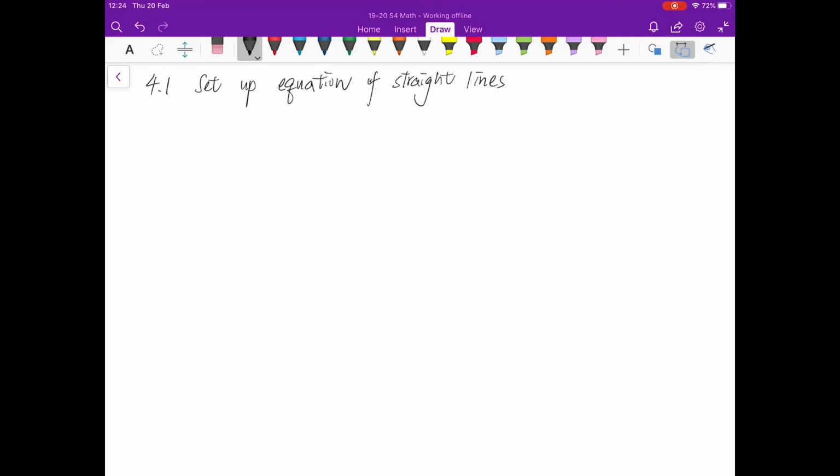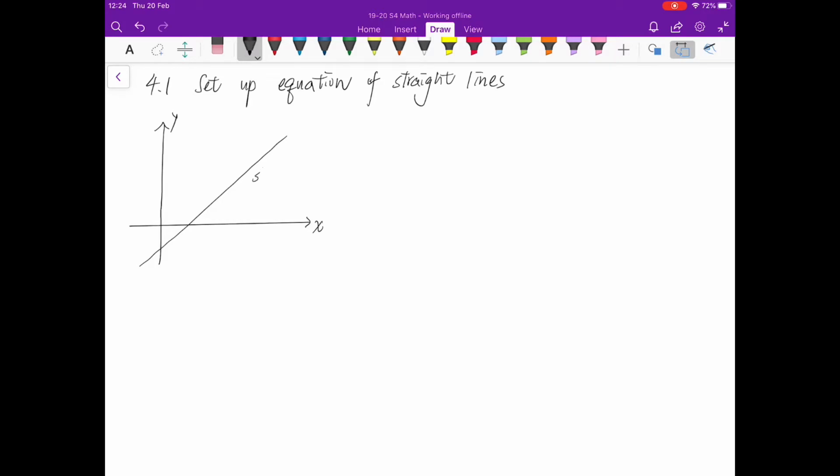Okay, the first part is setting up the equation of straight lines. On your notebook, please help me to draw the xy axis. Afterwards, please help me to draw a straight line. So, for setting up the equation of straight lines, there are two values that we have to know.